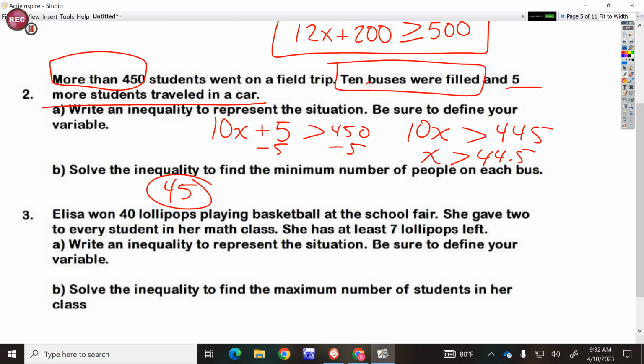Does it look about right? Yeah, 45 kids in a big old bus. That sounds right.